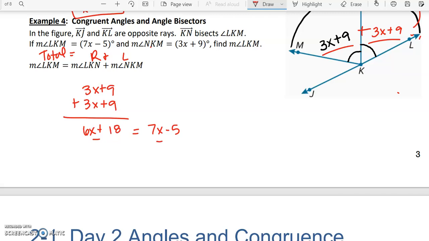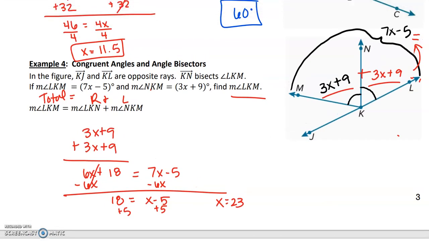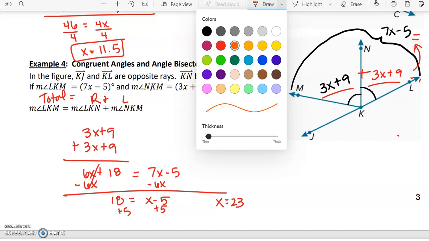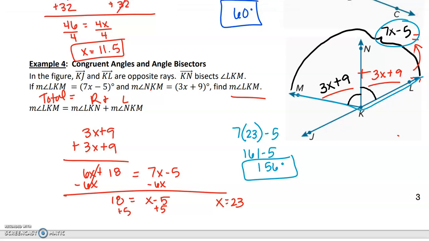Let's actually subtract our 6x first. That's going to be a little bit easier. Get those x's together. And add 5. There we go. X is 23, but we don't just want x. We want the measure of LKM, which is the total. And so for LKM, we're just going to use our 7 times 23 minus 5. So replacing the x with our 23 is going to give us 156 degrees. Make sure that when we're talking about the measure that we put our degree symbol in there because angles do have degrees.